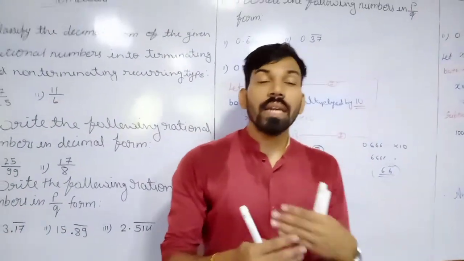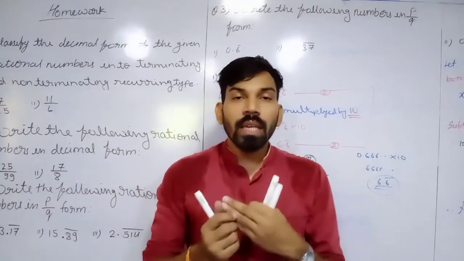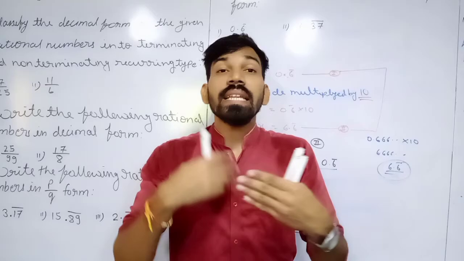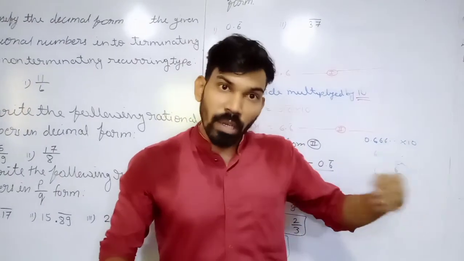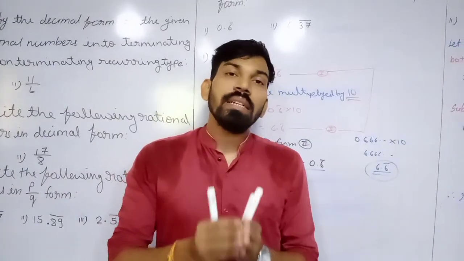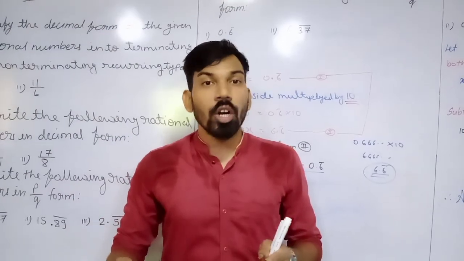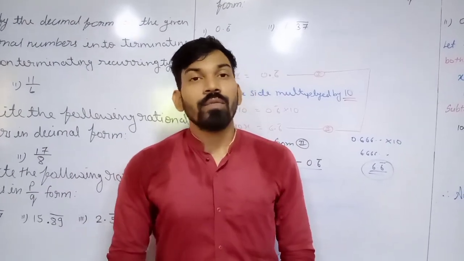This way we can classify the given rational numbers into terminating and non-terminating, or we can change the rational number into the decimal form, or we can change the decimal numbers into the p upon q form. I think you all got what we learned today. In the next video.